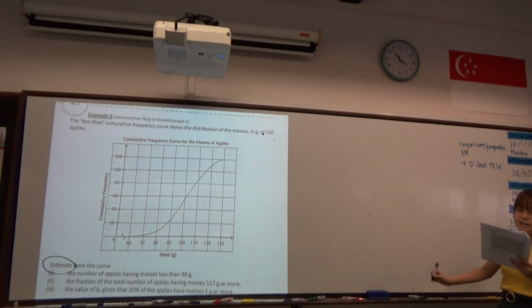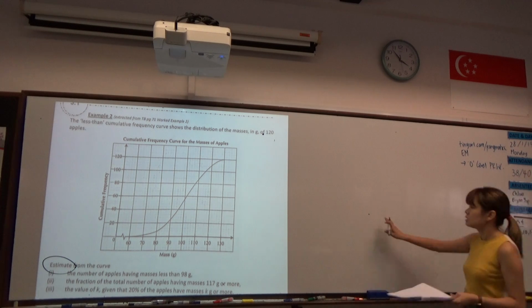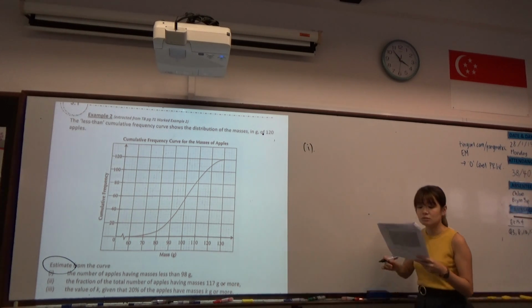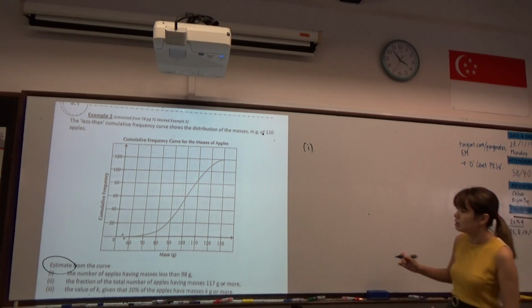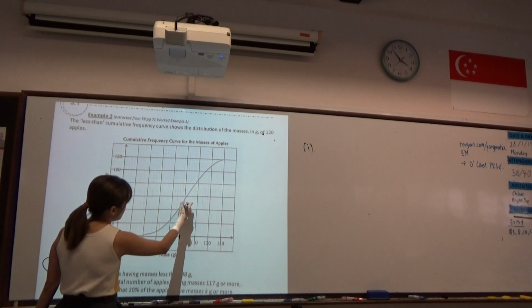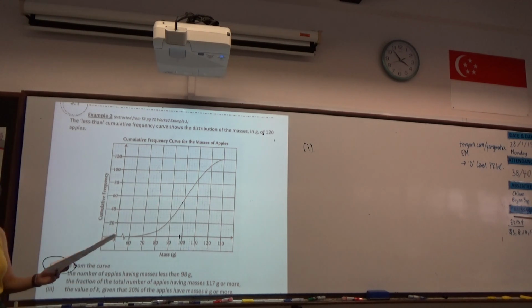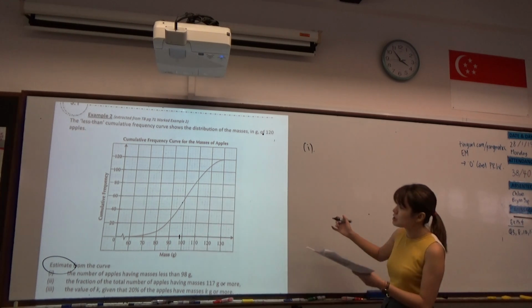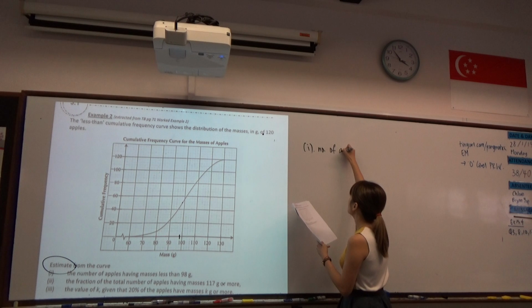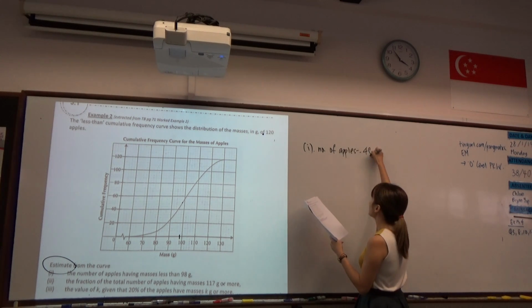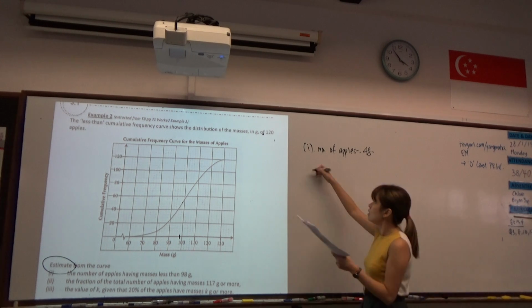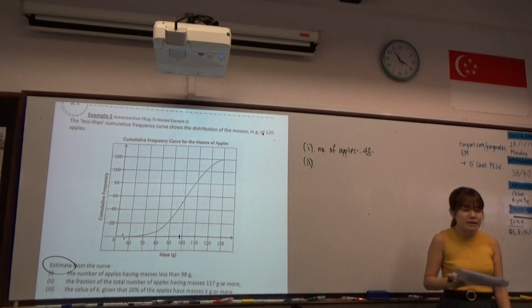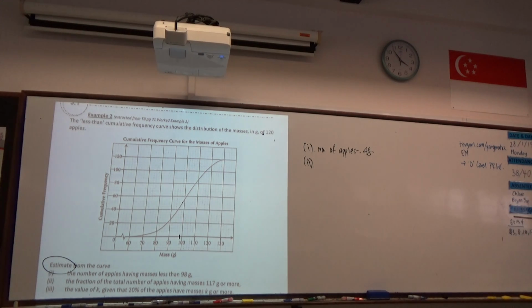So in this case, less than 98 grams, how many apples would that be? 21? 48, right? So 98 grams, that will be here. So read to here, you should get about 48. I don't think it will come out very well on the visualizer. 48 apples. I think it's more like 46, 44. Maybe, this is extracted from your textbook. So you can refer to your textbook for a clearer diagram. And in fact, the answers will be consistent with your textbook's answers as well.